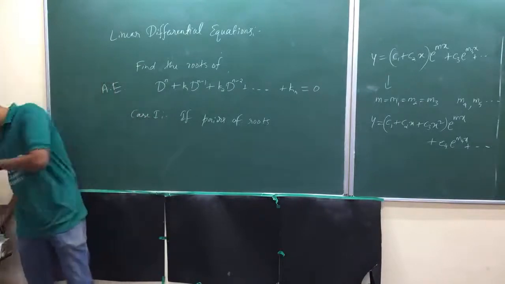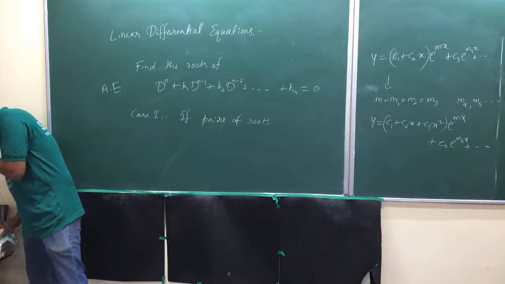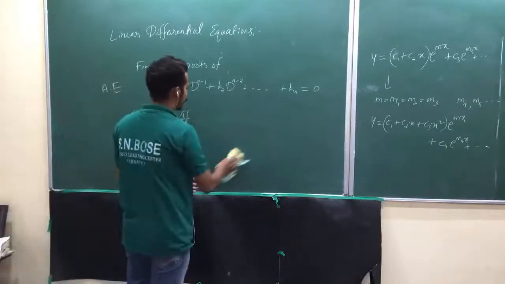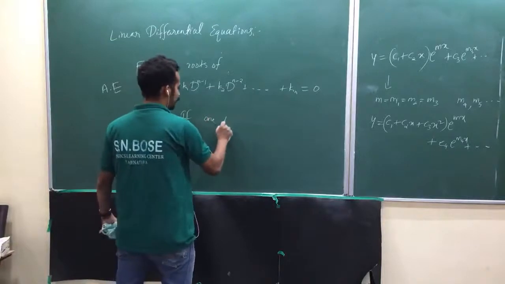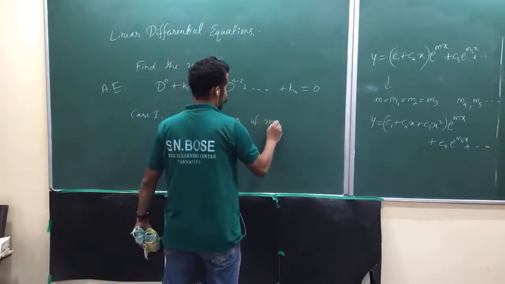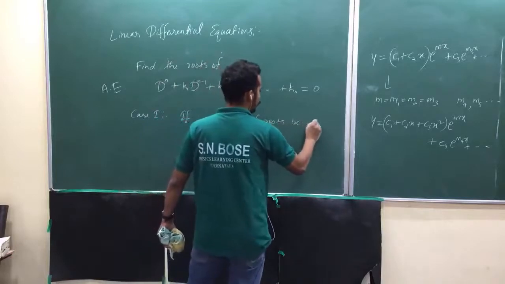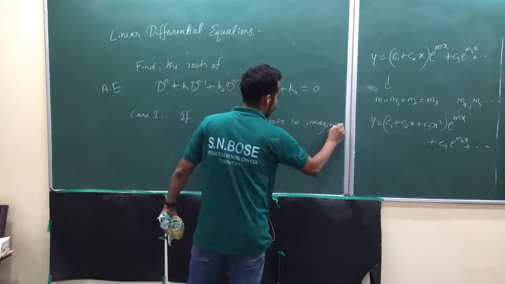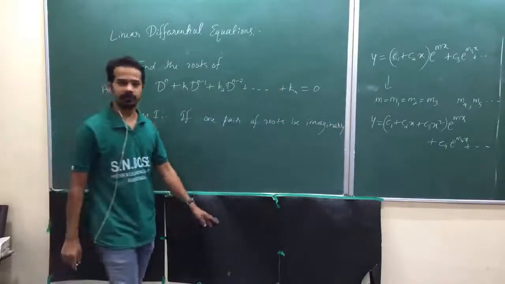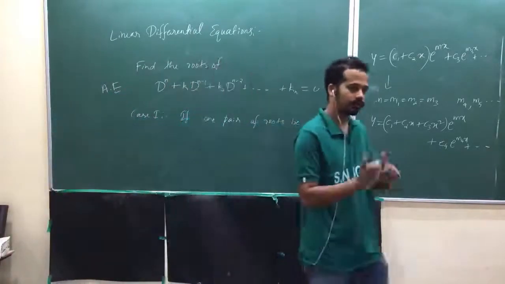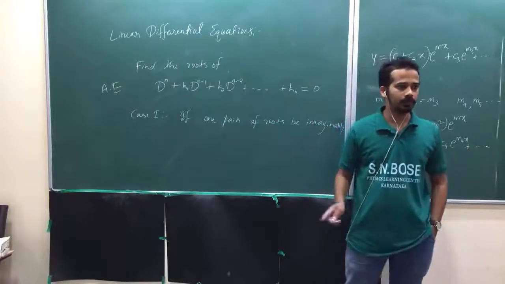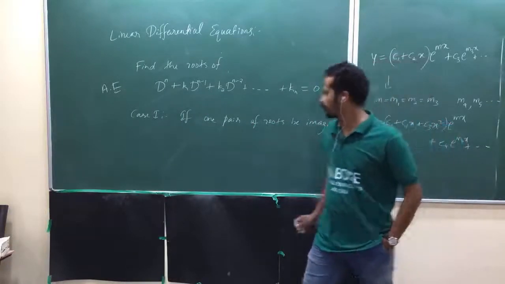Is that okay? Now let me take the situation like this. Wait a second. If one pair of roots be imaginary, are you getting my point? That means those pairs should be complex conjugate to each other, because if one complex number is a root, its complex conjugate is also a root. That is the idea. Okay.